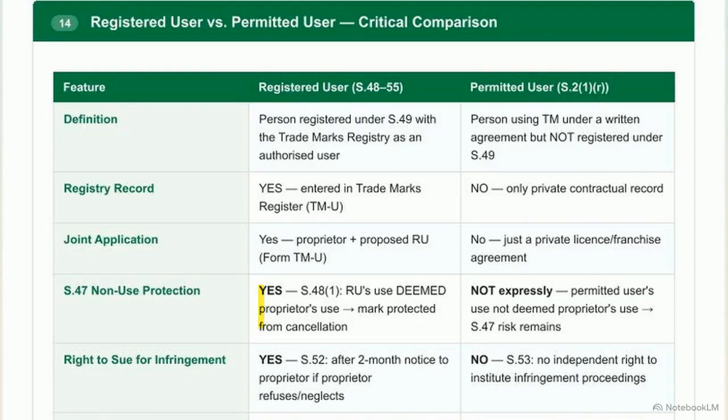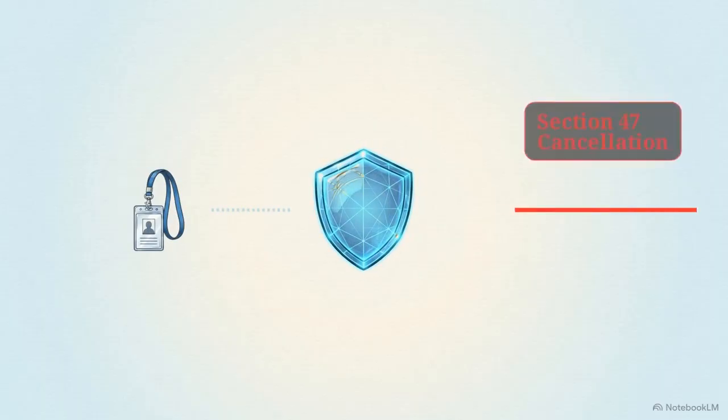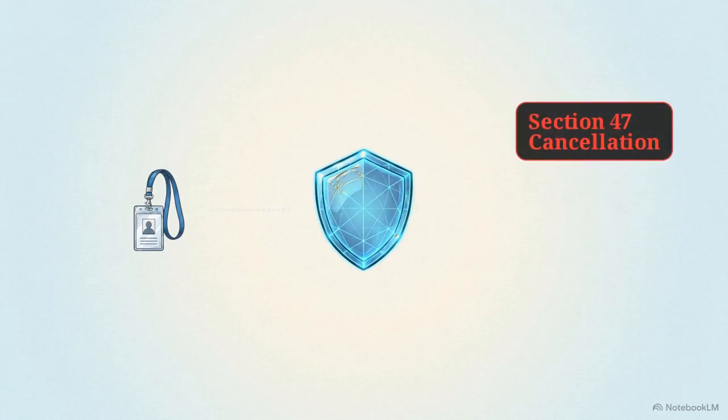Under Section 48, subsection 2, use by the registered user is explicitly deemed to be used by the proprietor. This deemed use provides critical protection. It defends the mark against Section 47 cancellation for non-use, even if the actual proprietor never personally uses the brand.